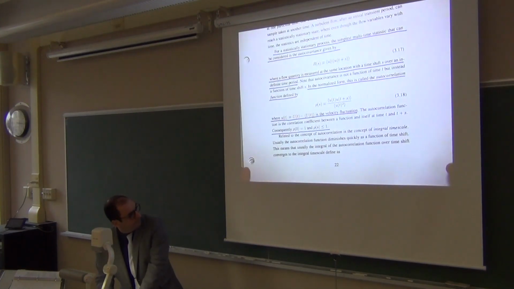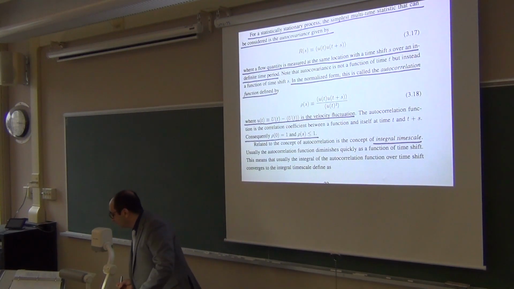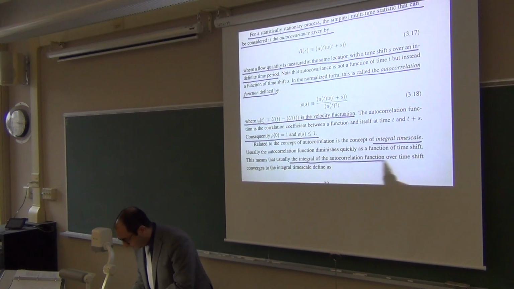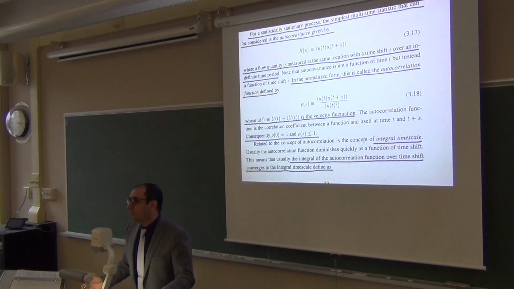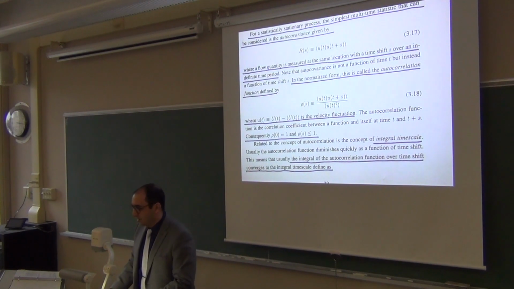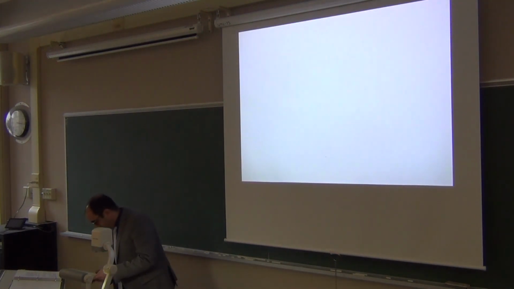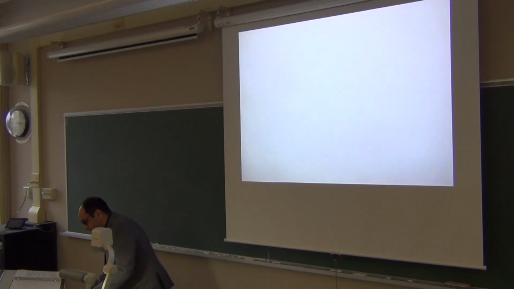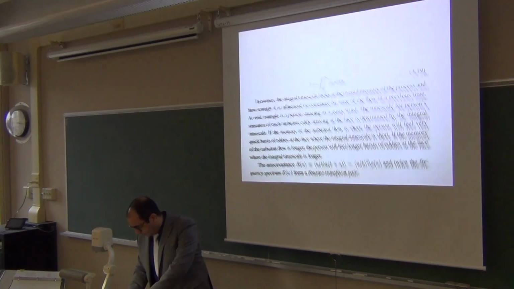So integral time scale is the integral of the autocorrelation function over time shift, and well, for most, at least theoretical flows, it should converge to some number. If you take this integral, it should be some number, 5 seconds, 3.5 seconds. Remember, it's a time scale, so when you do that, the units should be time of the integral. Now I want to tell you what it is, physically speaking. Physically speaking, what is tau, or the integral time scale?